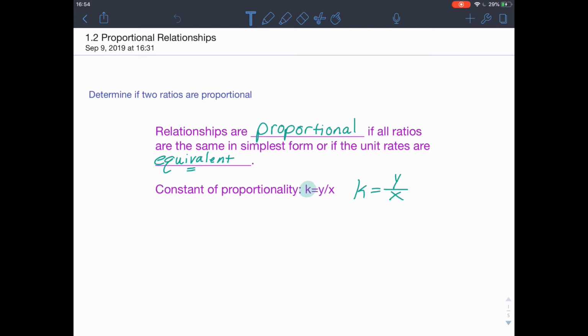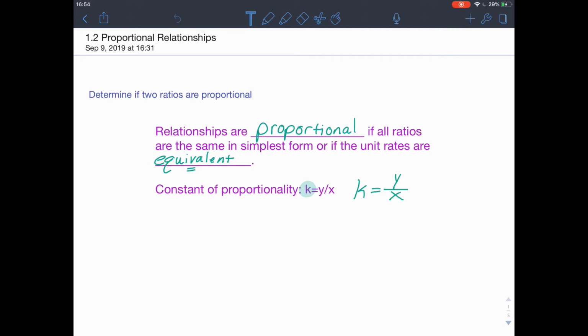Well, let's start off with some terms you need to know. The first one is proportional. Relationships are proportional if all ratios are the same in simplest form or if the unit rates are equivalent. Now, we actually have a special term for that number that you get, that ratio, when you either simplify all those fractions or put those ratios into unit rates.